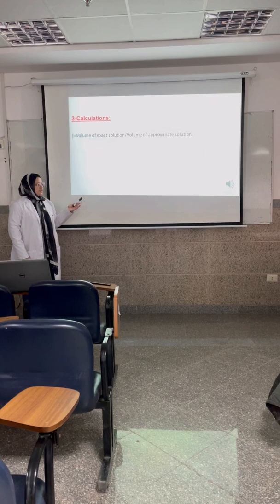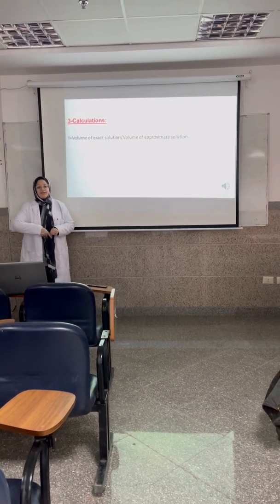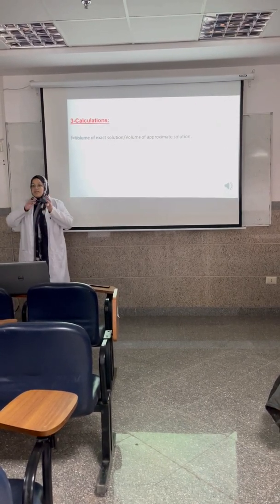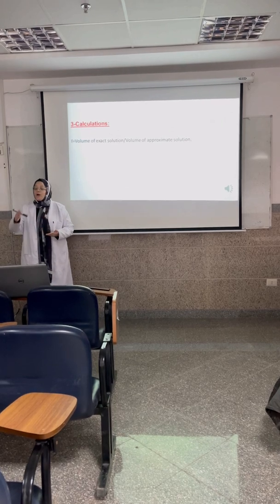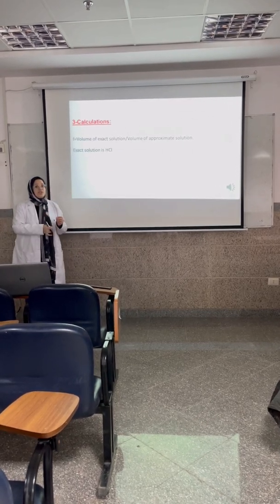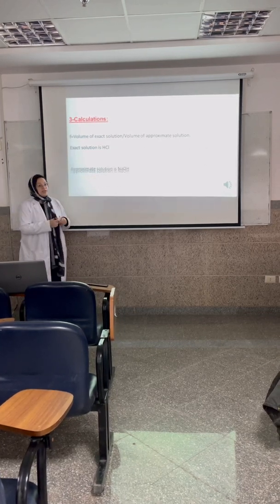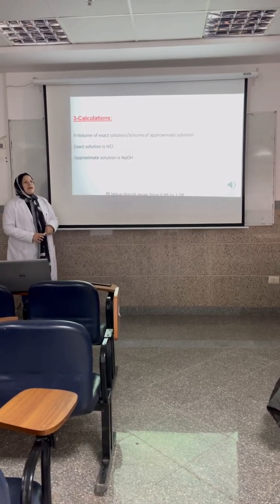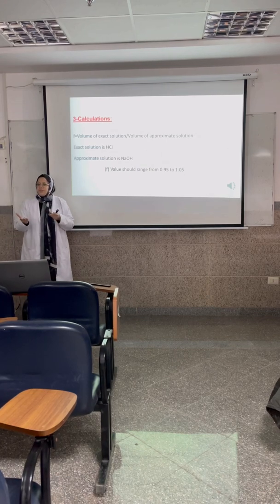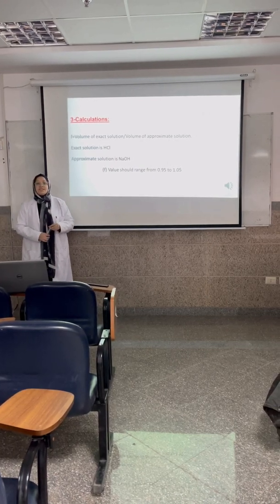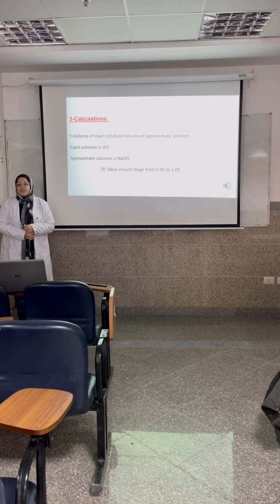Here we have the calculations. The F small equals the volume of the exact solution over the volume of the approximate solution. Here the exact solution is the sample, which is the HCl, and the approximate solution is the titrant, which is the NaOH. And the F small value should range from 0.95 to 1.05 since solutions of equal normalities react together with equal volume.